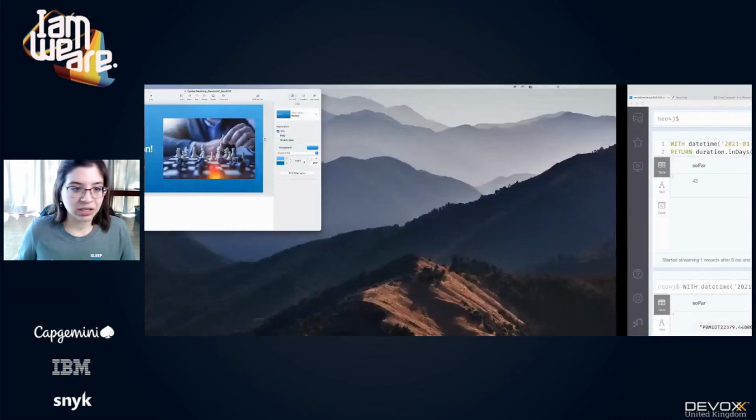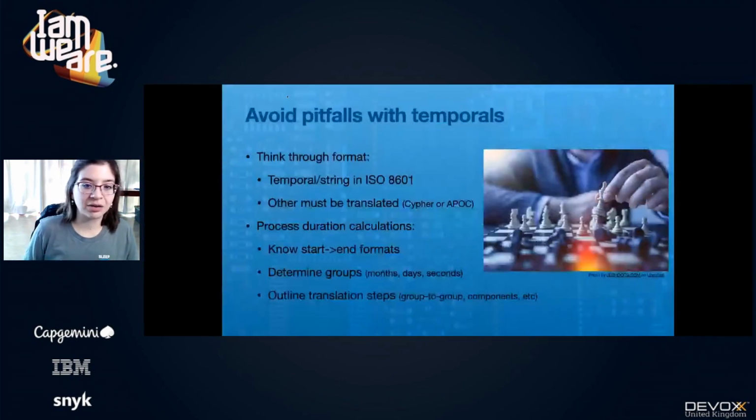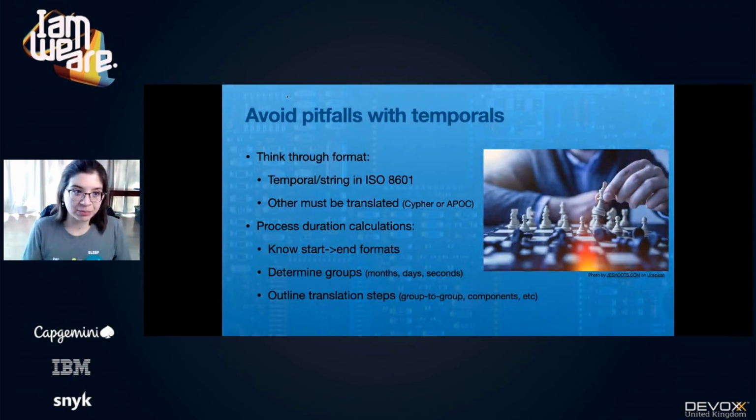So let's drop back here, and we'll wrap up temporals. The biggest thing really is to think through the format. What format are you starting from? What format do you want to end up in? If you don't have an ISO 8601 format and you want to use Cypher or Neo4j, you'll need to translate that value somehow, either using Cypher or APOC. To do duration calculations, you need to know your start and your end formats. So do I want weeks? Do I want months? Am I starting with days? Do I want hours, etc.?